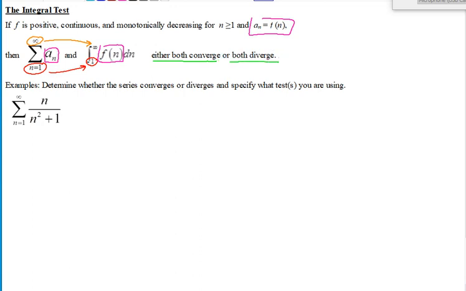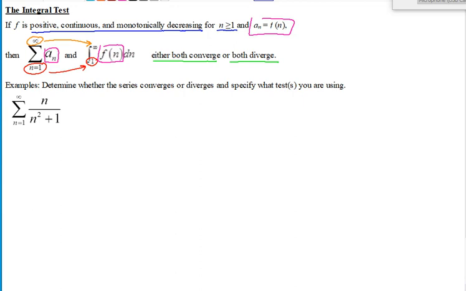Okay? And this works if f is positive, continuous, and monotonically decreasing, which usually the functions they give you are, for n is greater than or equal to 1. So, let's take a look here and see. We're basically going to see if the integral converges or not, and then base whether our series will converge or not based on that.